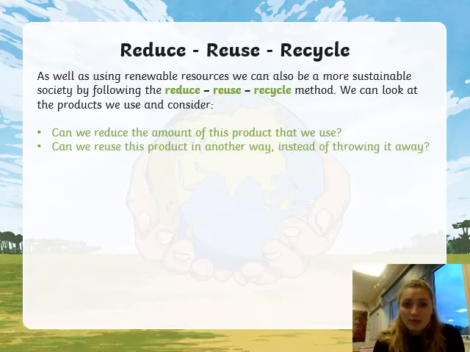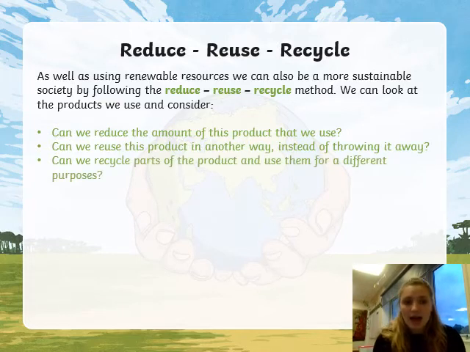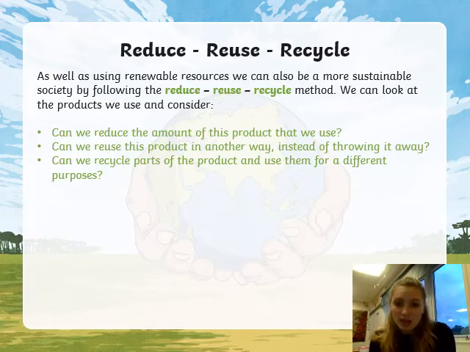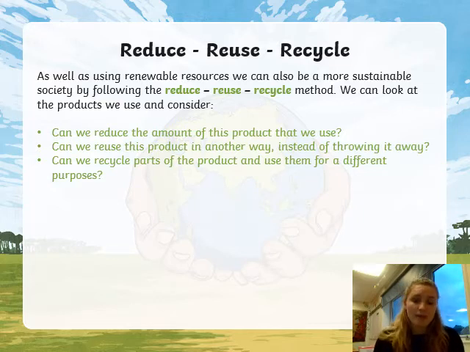We can reuse this product in another way. Instead of throwing it away, we can use it again for building, for making things, or for any other way that we can use this product. And we can obviously recycle the parts as well, putting them into different recycling bins, which can then be taken to specific places where they can be used for a different purpose.